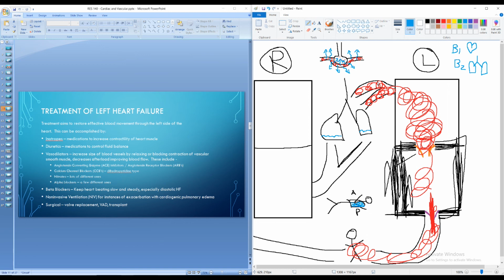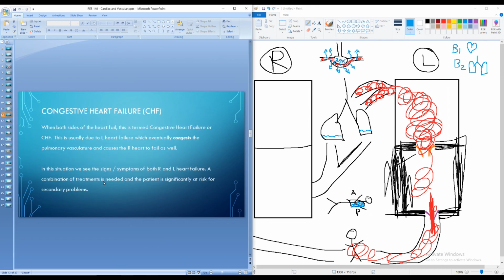There's also these cool things called total artificial hearts that we'll mention again in hemodynamics. I'm just kind of foreshadowing cool stuff that we'll go over. But they do have total artificial hearts that basically function completely as the patient's heart, but it's a mechanical device.